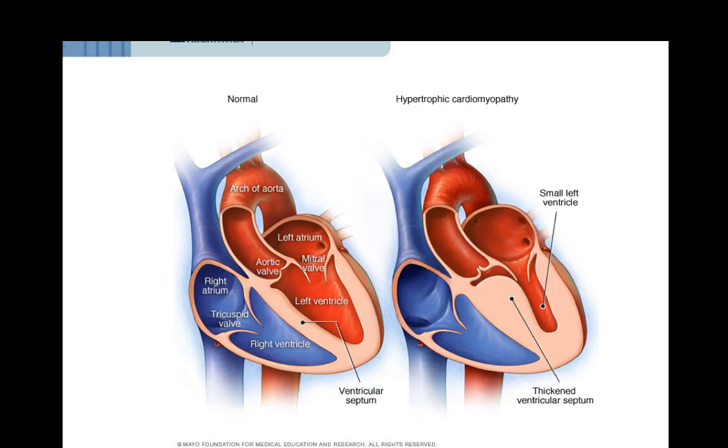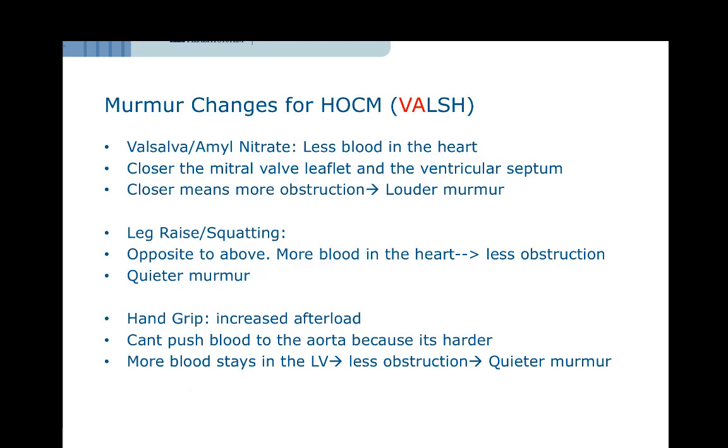Same thing with amyl nitrate. It will dilate the veins in your leg, so less blood is coming back. The diameter here in your left ventricle is going to decrease. These guys will be closer together. The murmur intensity will increase. Now, how about leg raise, squatting, and hand grip?